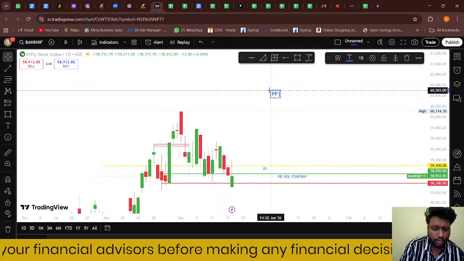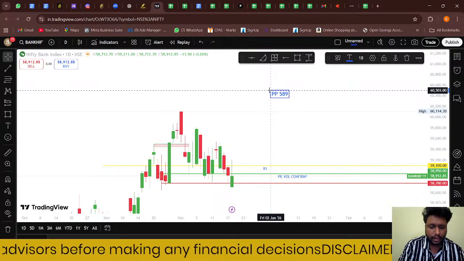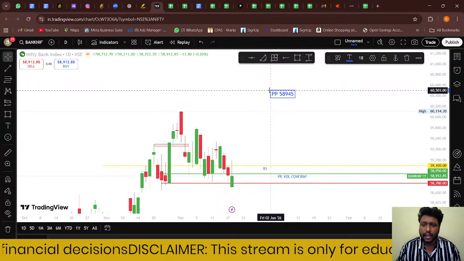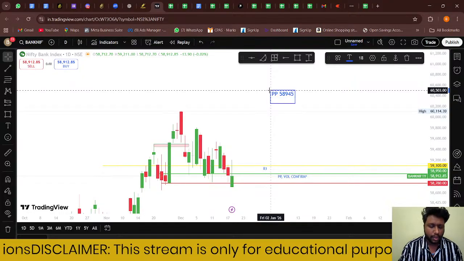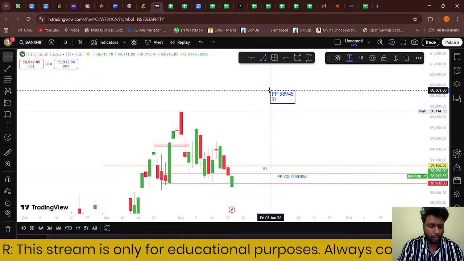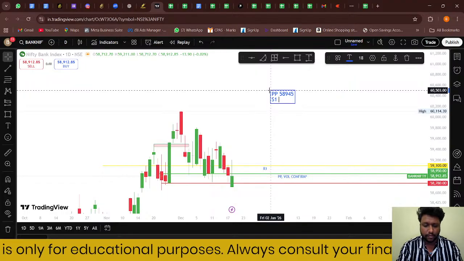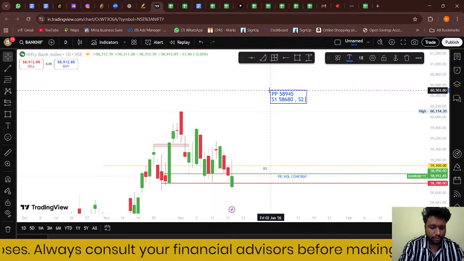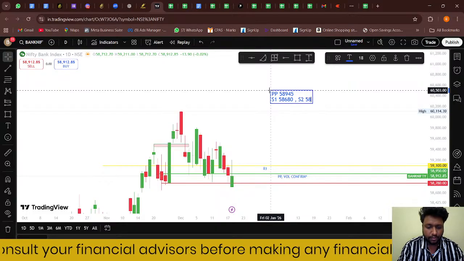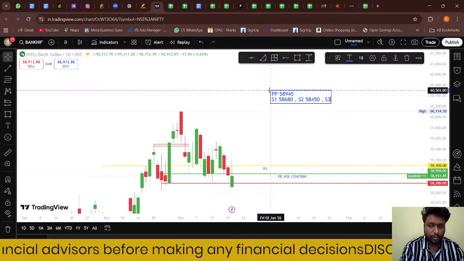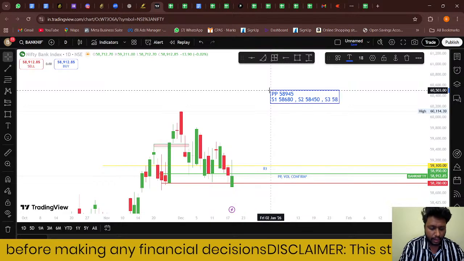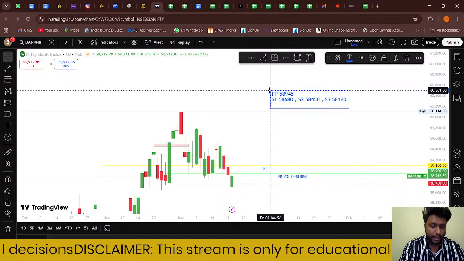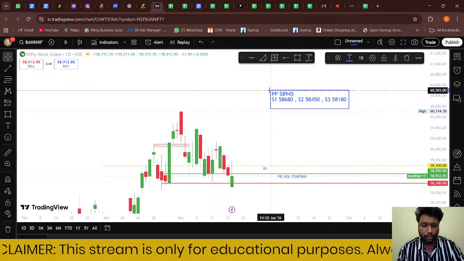So the Bank Nifty pivot point today is 58,945. It is the exact point. Yesterday we marked it 58,950, so we will mark it 45 only today. With respect to this, support 1 lies at 58,680, support 2 lies at 58,450, and support 3 lies at 58,180. So these are the three support levels of Bank Nifty, with respect to the pivot point.